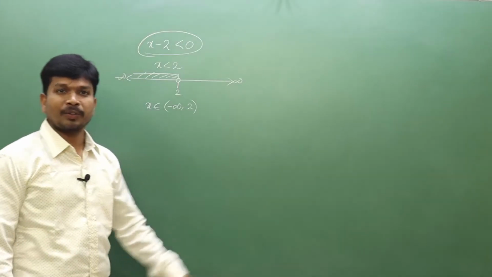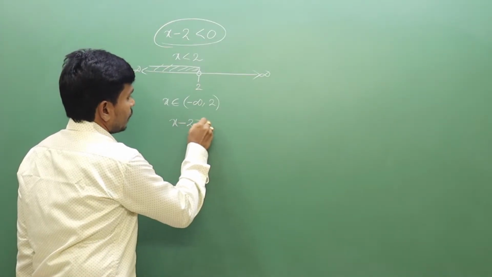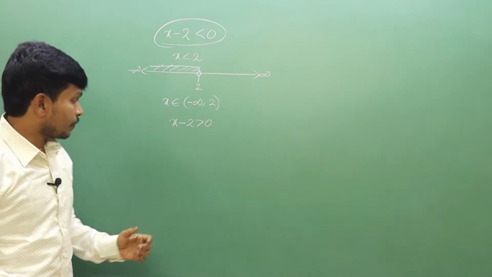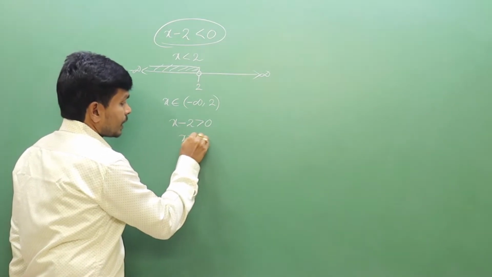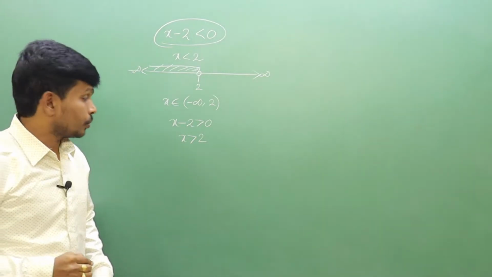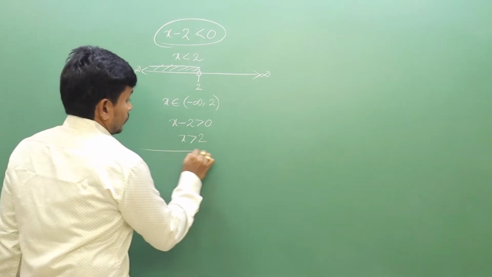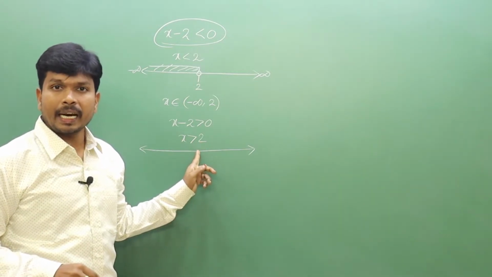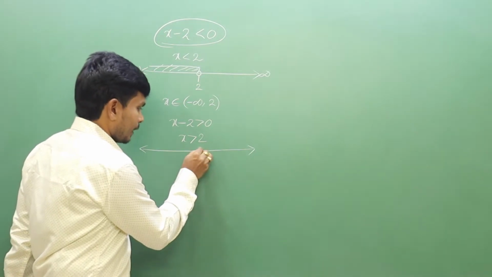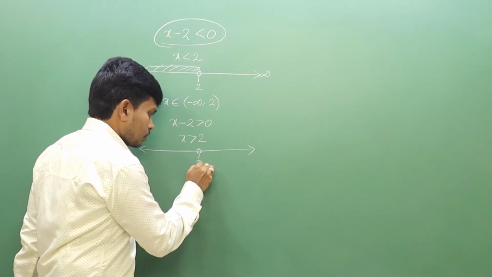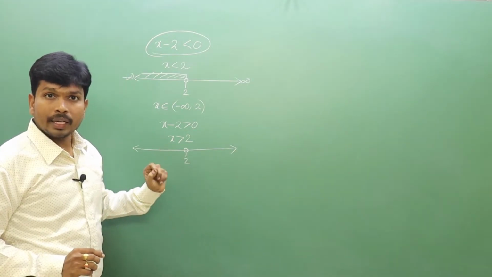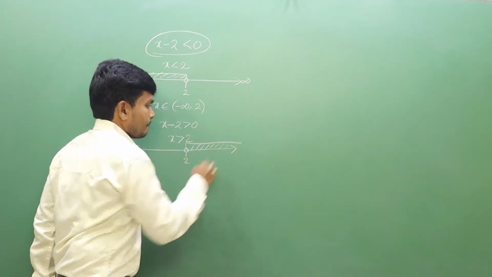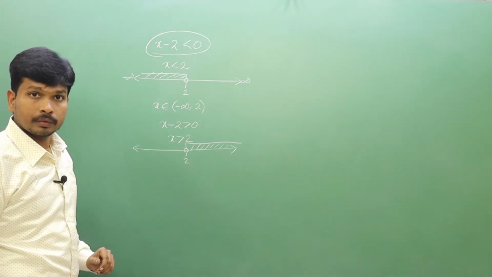Okay, solve this problem. X minus 2 greater than 0. Solve it. What is the first step? Transpose minus 2 to the right hand side. Now x greater than 2. Here x is more than 2. It is strictly greater than 2. Strictly greater than is nothing but an open bubble at 2. Here we have to take the x values which are more than 2, that is, this side. So these are the values of x.